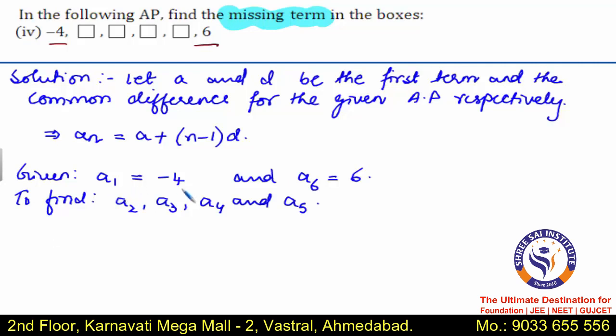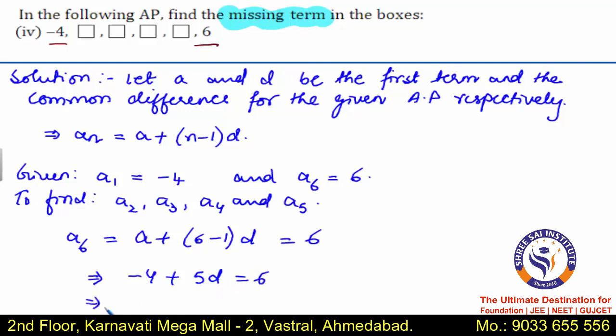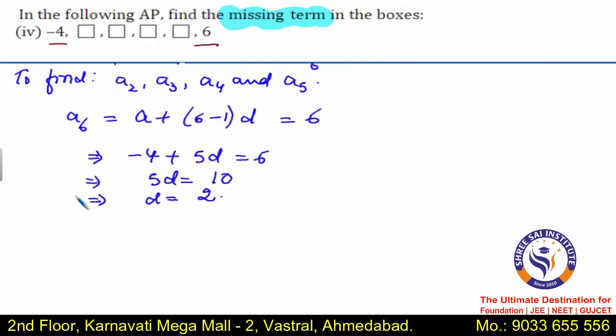Now substituting the value of A1 in the sixth term, which is given by A plus 6 minus 1 into D, we will get the value of D. This is given to us as 6. This implies minus 4 plus 5D is equal to 6, which further implies 5D is equal to 10, which implies that D is equal to 2. Thus we have A is equal to minus 4 and D is equal to 2.